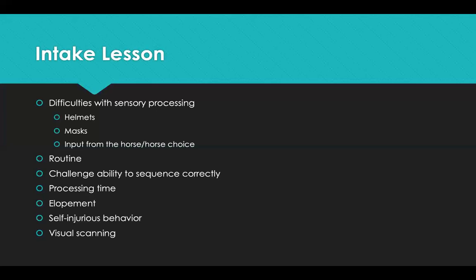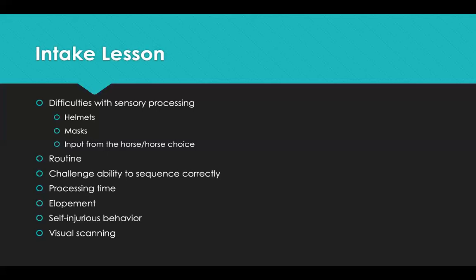You might have an issue with elopement, so always ask if it is a younger rider, if they are going to run away during the lesson, just for safety issues. And always ask if there's any history of self-injurious behavior, such as head hitting or head slapping or face slapping. And then you can watch out for this during your lesson, and also maybe talk to the caregiver about ways to combat this during a lesson if it does happen.